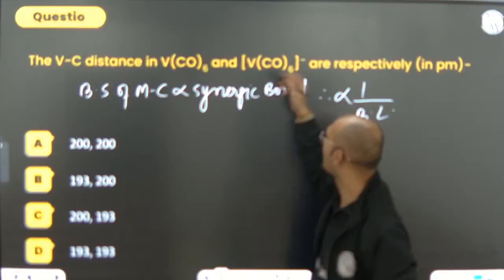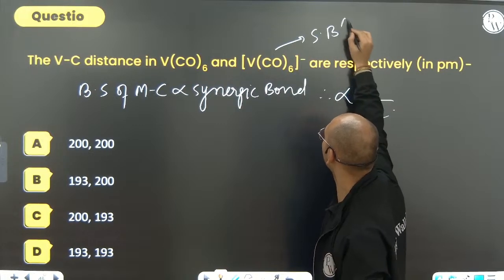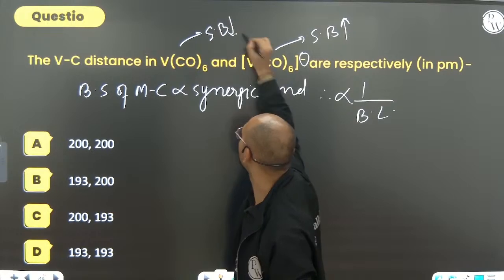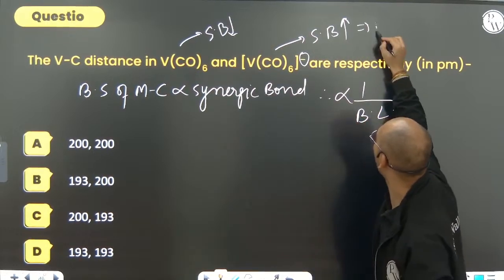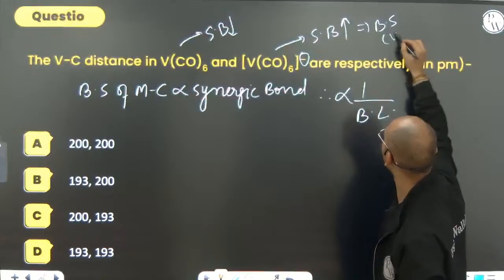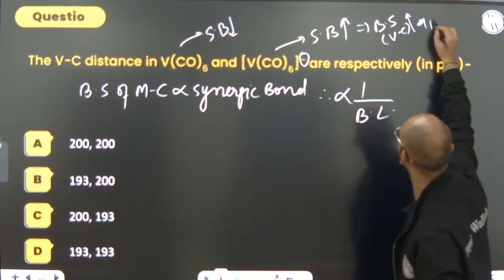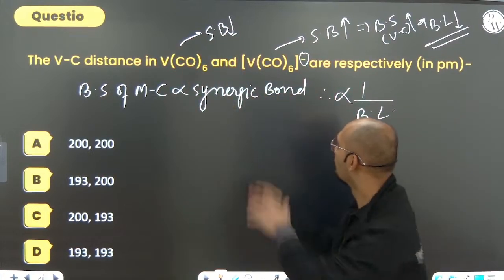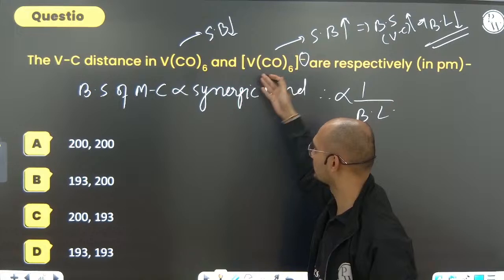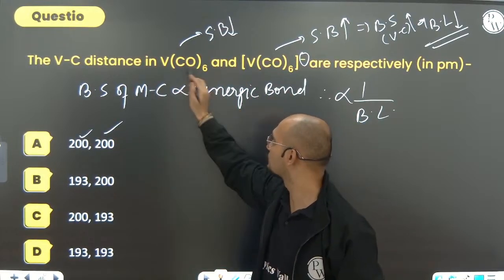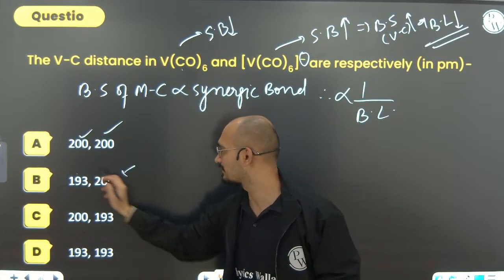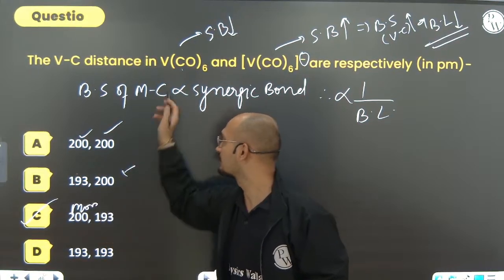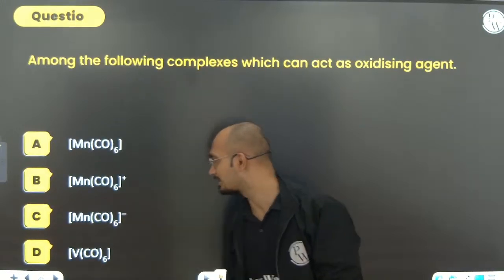Now look, where will it be more? Here the synergic bond is high. Why? Negative charge. Here the synergic bond will be less. If the synergic bond is high, the bond strength of the V-C bond will be high, so the bond length will be less. Bond length here is less, here is more. So it should be more for VCO and less for this. Both are the same? No, it should be more. Wrong. Here it is less and here it is more. So option C is correct. I hope you all can see that and easily understand it.